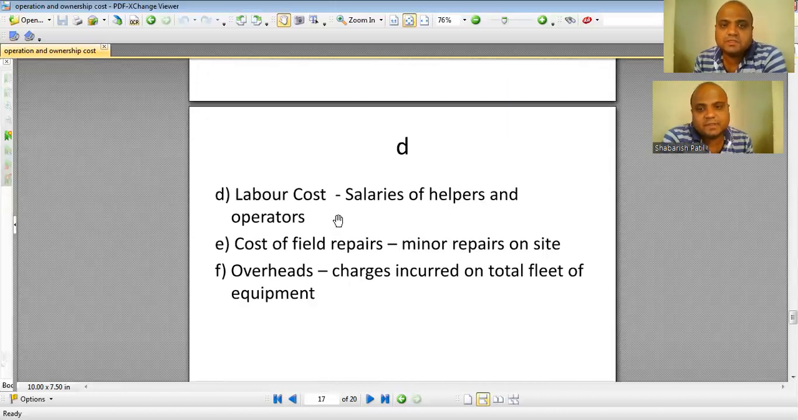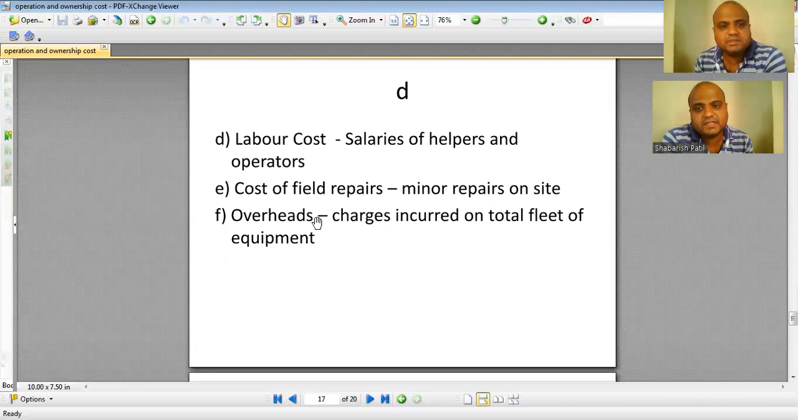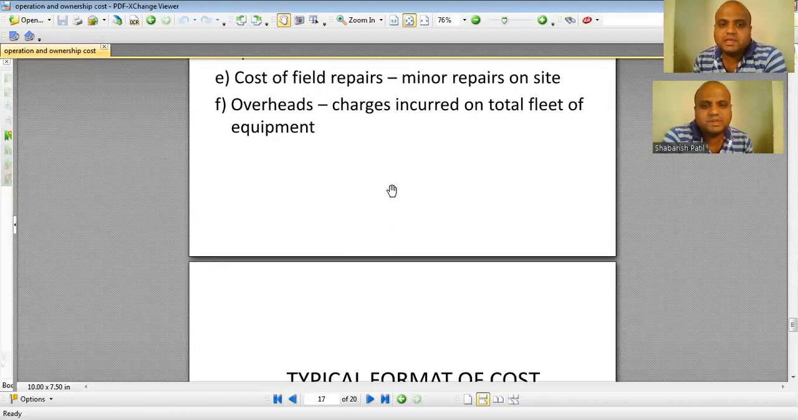Next, labor cost. Generally, salaries of the helpers and the operators of this equipment. Cost of field repair is incurred for minor repairs on the site. Overheads are the charges incurred on the total fleet of the equipment. There may be some overheads, some sundry expenses on the equipment. Those things are supposed to be kept.